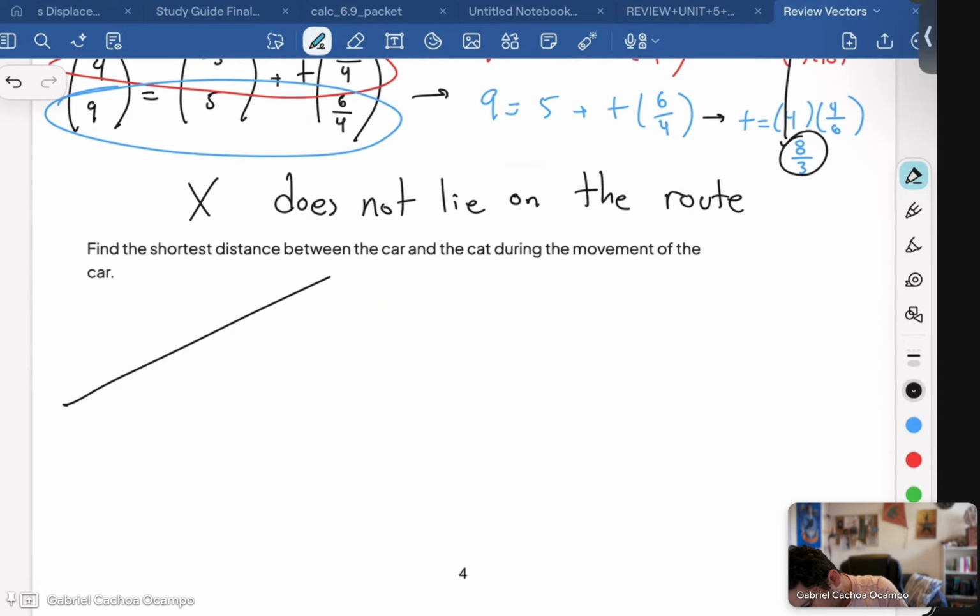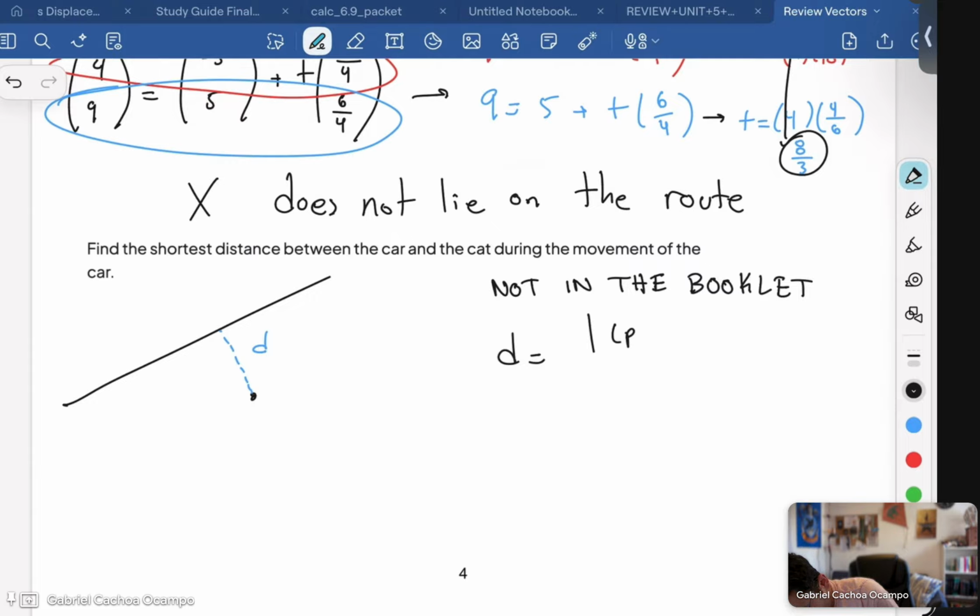So because the point does not belong to the line, I can actually calculate this distance. This is the perpendicular distance, no? And well, there is a formula for doing this. This formula is not in the booklet. It's the only formula that is not in the booklet. Remember that it is d equals the magnitude of p minus a cross b over the magnitude of b.